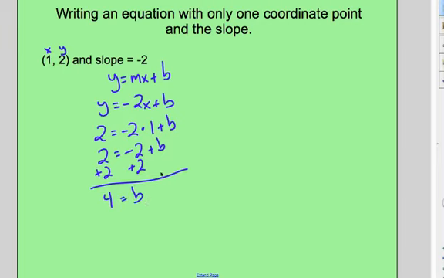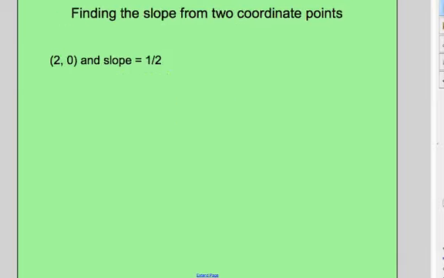So that's my y-intercept. Rewrite my equation with both of them in there. My -2 for my slope, and 4 for my b. That's the basic idea. Give you one more as a practice trial here. One more point. Go ahead and pause it and do this work yourself.